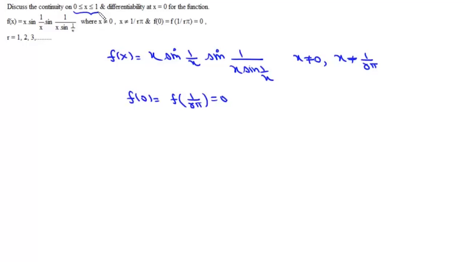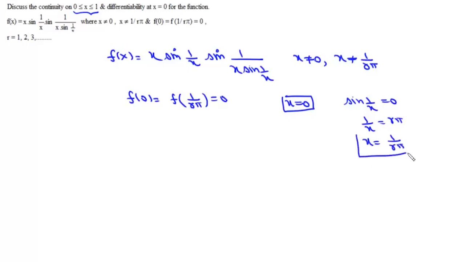Now the points where this function could be discontinuous are at x equals 0, because we have this 1 by x, and also at the points where sine 1 by x is 0, because then again it will be 1 upon 0. So here we get 1 upon x equals n pi, or x is equal to 1 upon n pi. So we have to check for continuity at 0 and at 1 upon n pi.